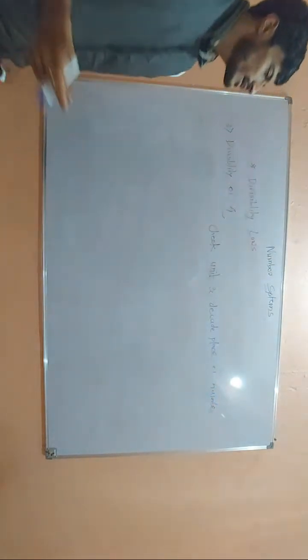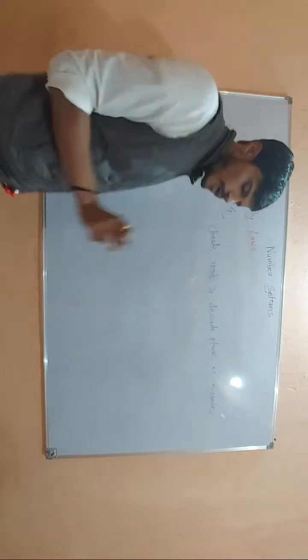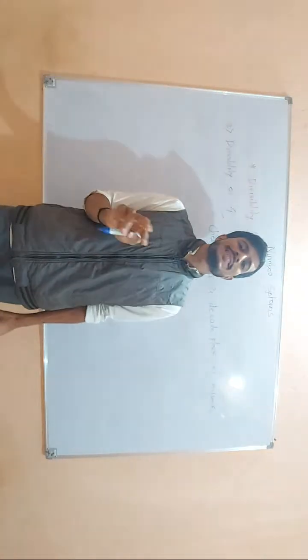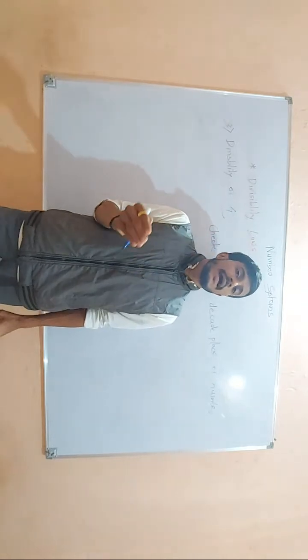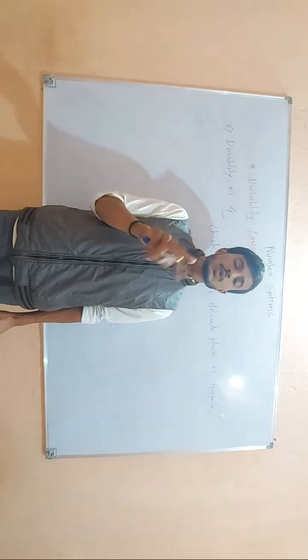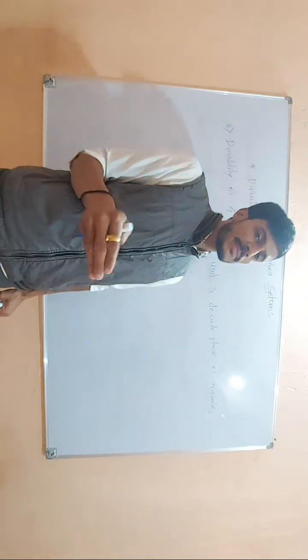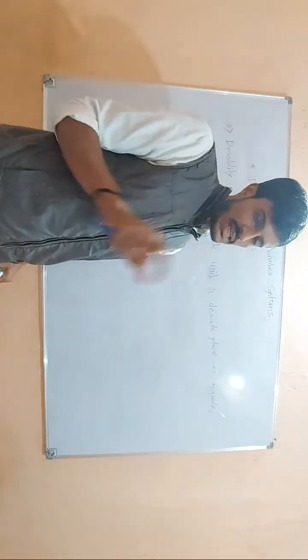Okay, so what you have to take? You have to check the unit and decade place of the number and form the number from those two places, that is unit place and decade place, and check whether that formed number, that is a two-digit number, is divisible by 4 or not. If it is divisible, then that whole number is divisible by 4.